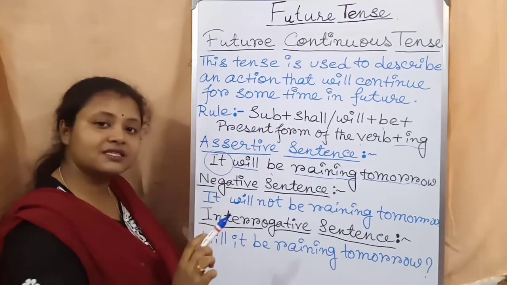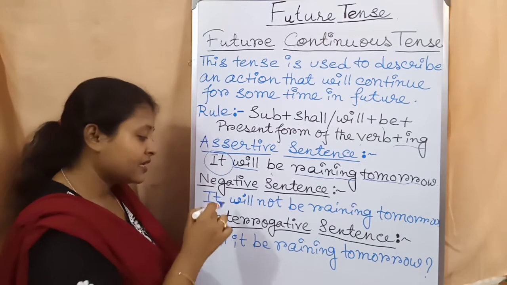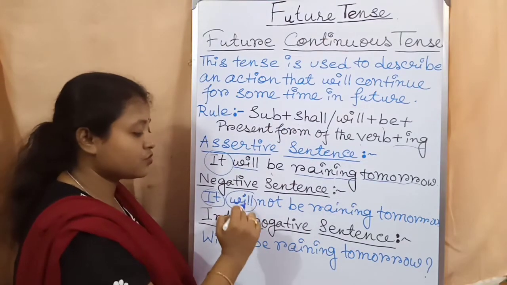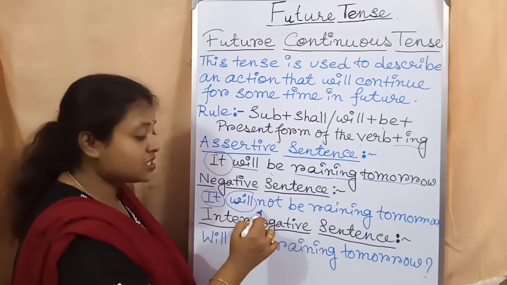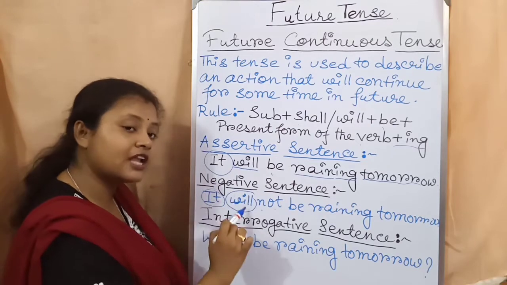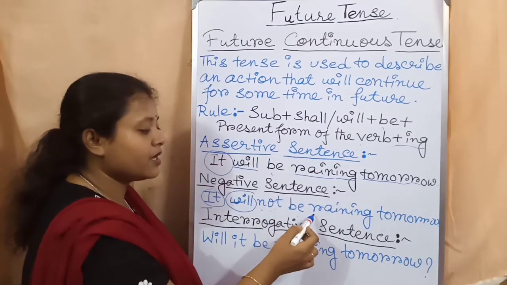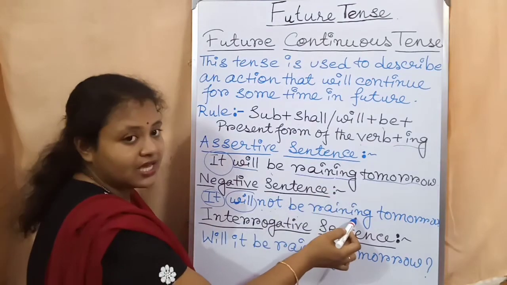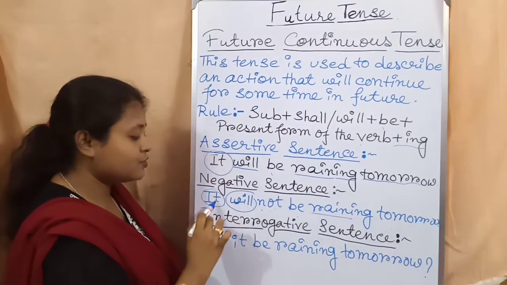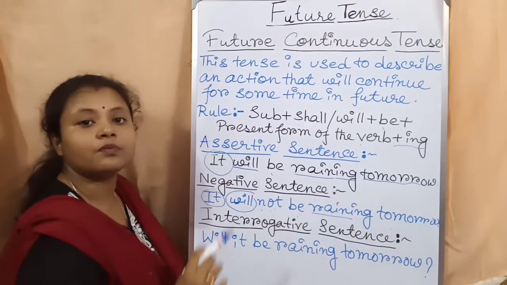Okay. Now, come to the next sentence. Negative sentence. It will not be raining tomorrow. It is the subject. Shall or will, I told you that we will write shall or will. So, will. After that, not. You will not write be not or raining not immediately. You have to write not right after shall or will. After that, be. Then, in the same way, the present form of the main verb, that is rain. After that, ing. After that, the object. Okay? It will not be raining tomorrow. Subject plus shall or will plus not plus be plus verb plus ing plus object.